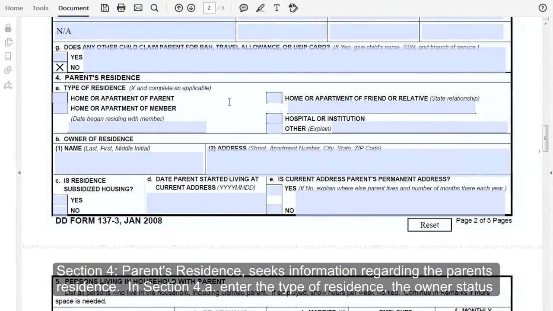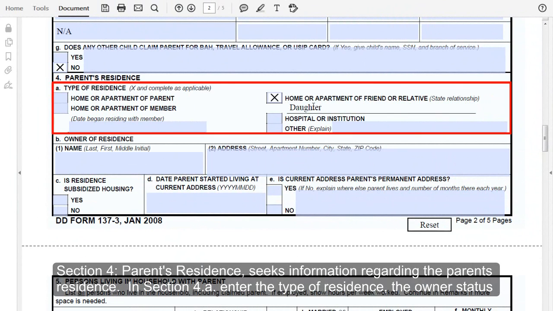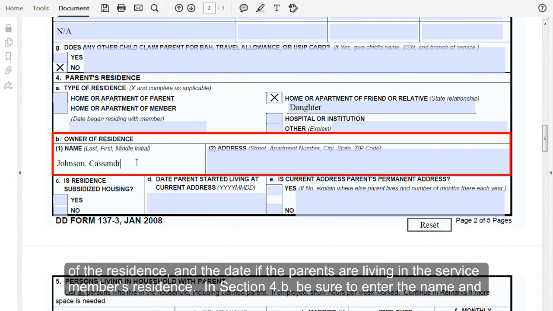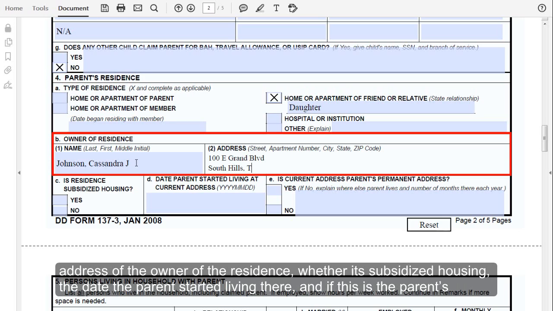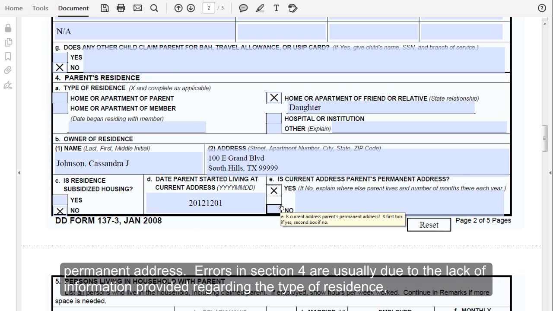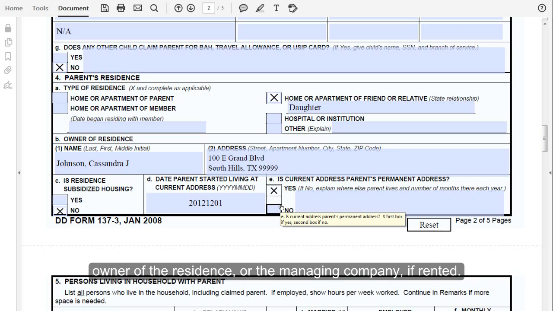Section 4, Parents' Residence, seeks information regarding the parent's residence. In Section 4A, enter the type of residence, the owner status of the residence, and the date if the parents are living in the service member's residence. In Section 4B, be sure to enter the name and address of the owner of the residence, whether it's subsidized housing, the date the parent started living there, and if this is the parent's permanent address. Errors in Section 4 are usually due to the lack of information provided regarding the type of residence, owner of the residence, or the managing company if rented.